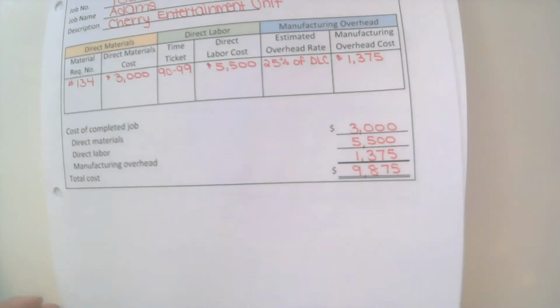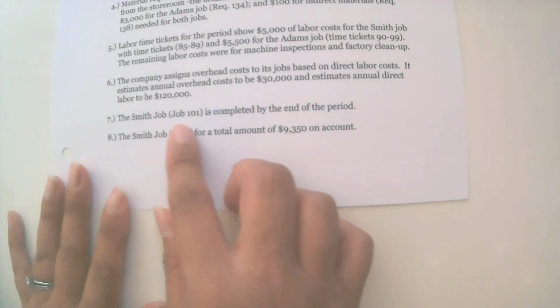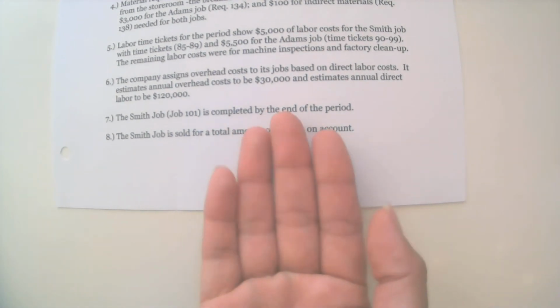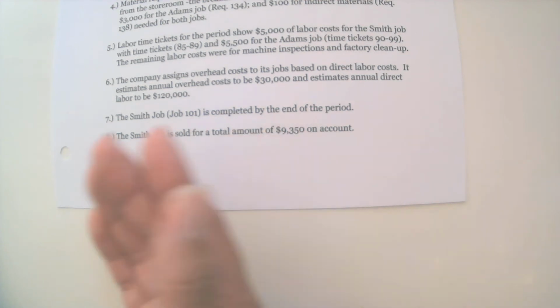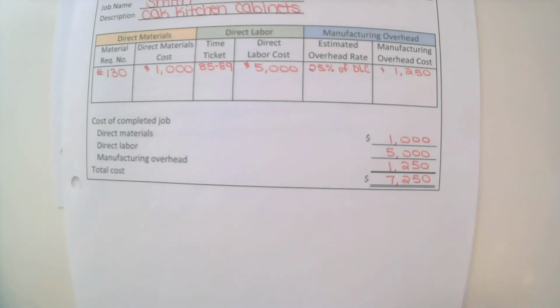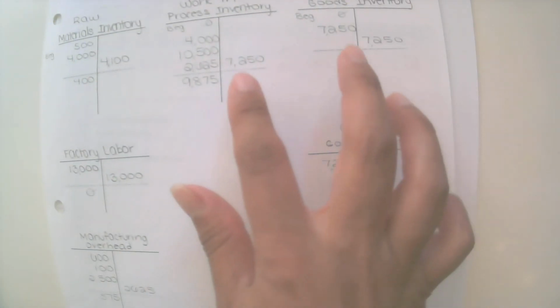When you had to transfer the job that was complete, where it says Smith job is completed, a lot of students struggle with that because they're like, there's no amount there, right? And that's why you have to keep track of it on your job cost sheet. That's where you get the amount to transfer out.